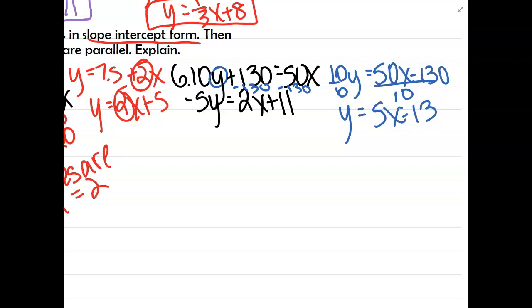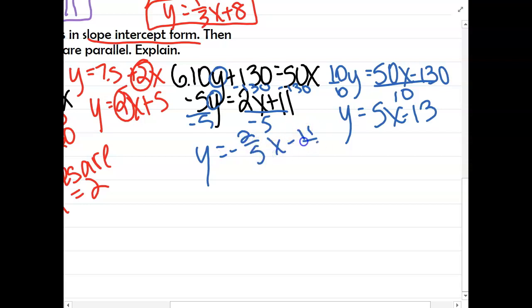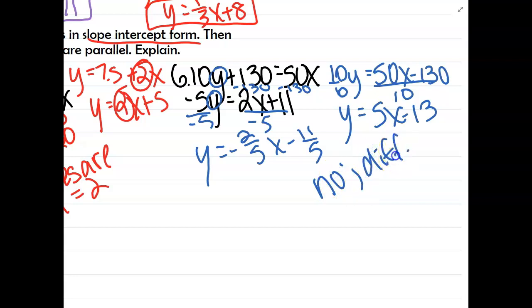Now for the second equation, to solve that equation for y, what would I do? Divide by a negative 5, so you have y equals negative 2/5 x minus 11 over 5. Are these lines parallel? No, they both have 5. That doesn't mean anything? Yeah, no, it doesn't mean anything. Parallel, different slopes.